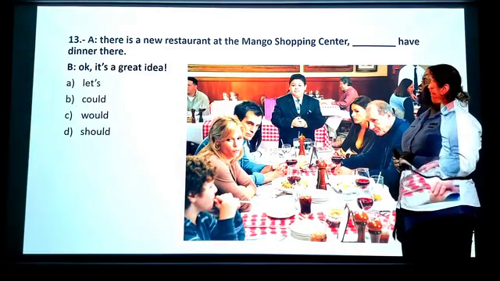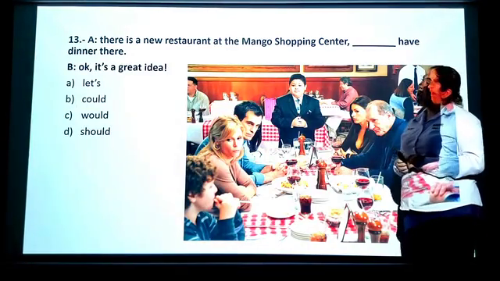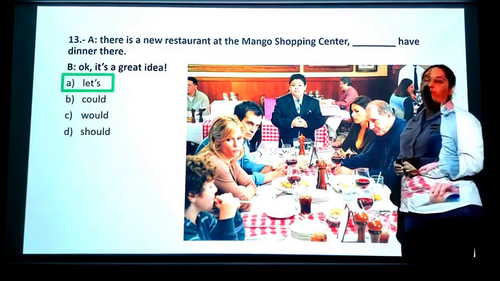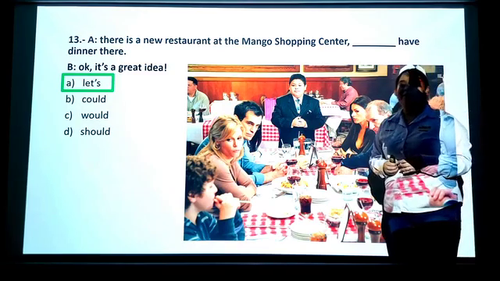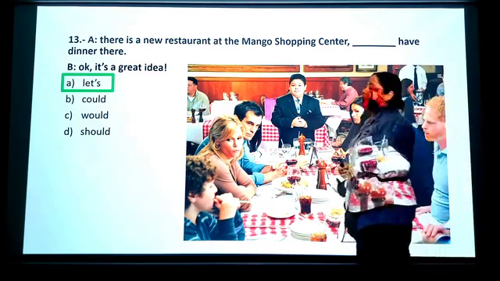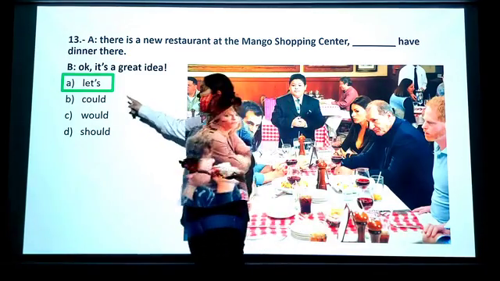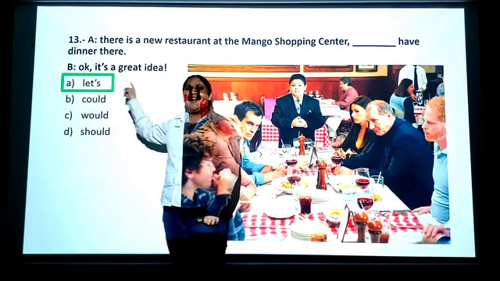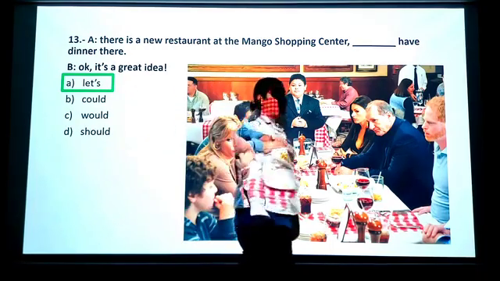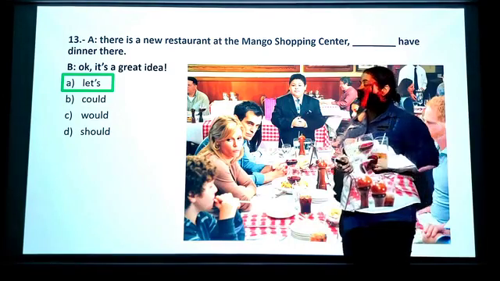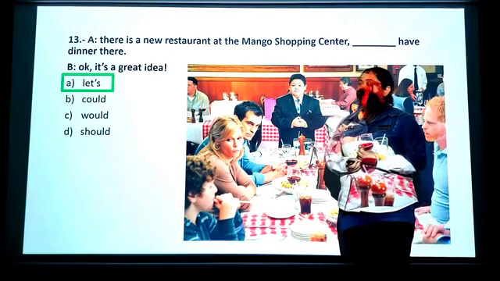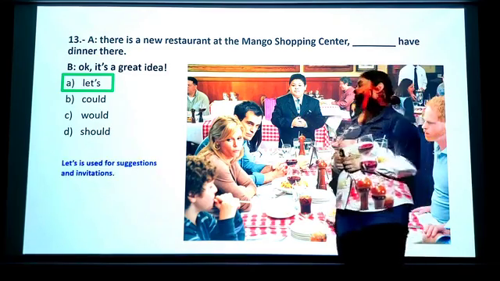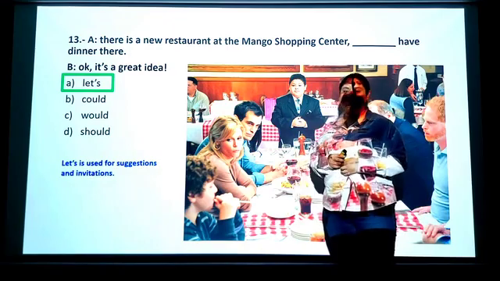Hey, there is a new restaurant at the Mango Shopping Center. Have dinner there. Okay, it's a great idea. So we're going to choose let's. Why? You may use some things that you have learned before. For instance, B, C, and D look alike, but this one doesn't, right? And you saw that one on your previous lessons. Now, not only because of this, you know by all chances that it is let's, but let's is the only one that is used for suggestions and invitations.